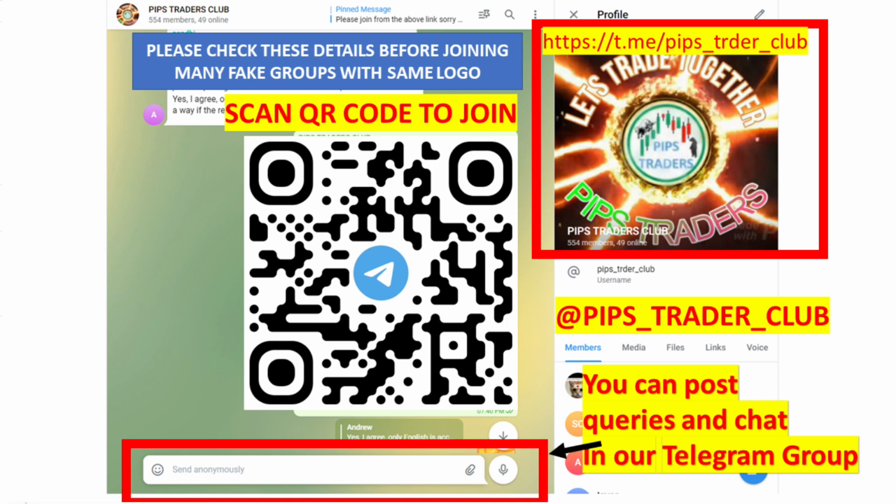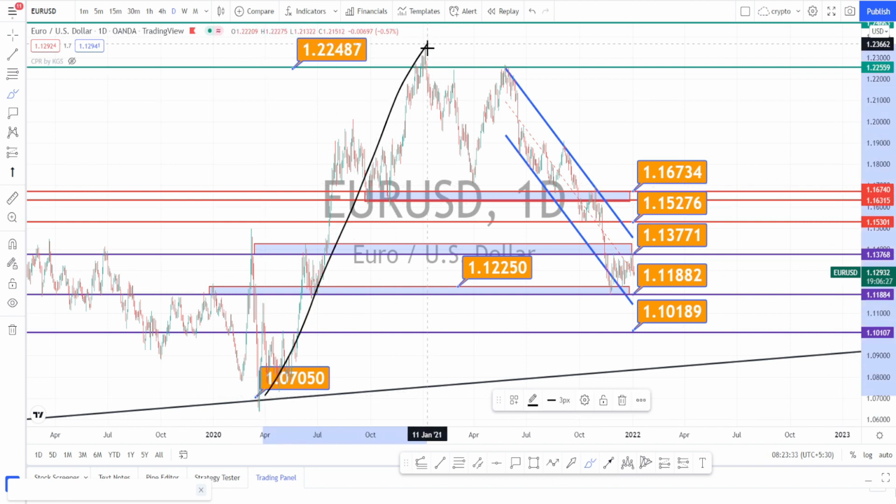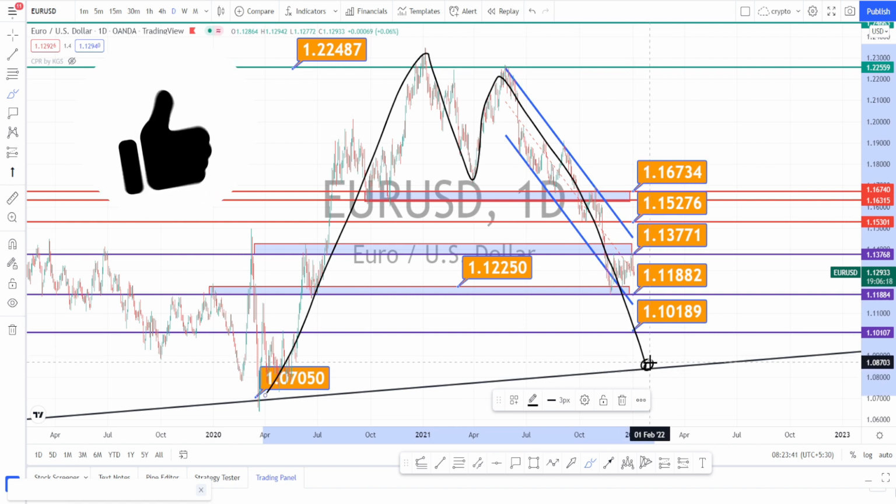Let us start with the analysis. I am in daily time frame now. So when we look at the price action in daily time frame, it is forming a very nice double top pattern and it is in the process of retracement. I am expecting it to touch this bottommost support line of the trend line.